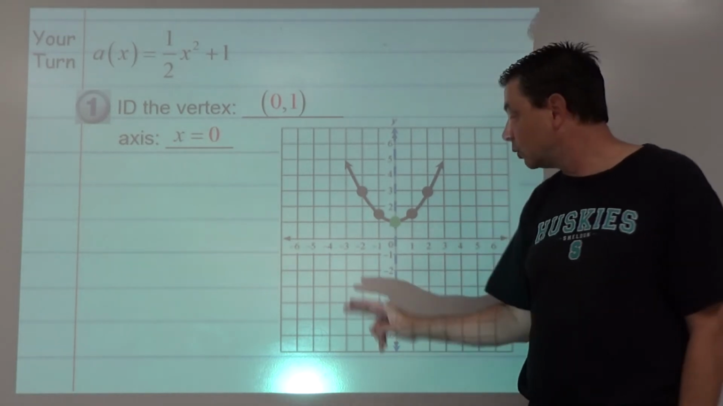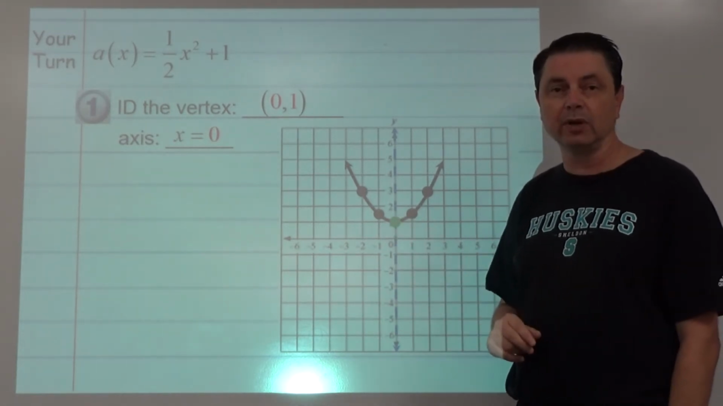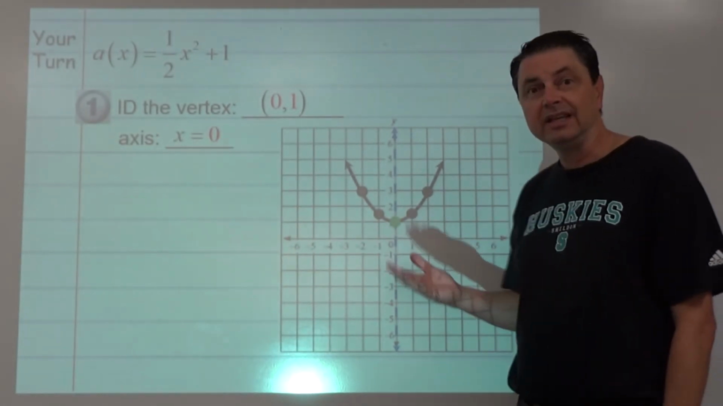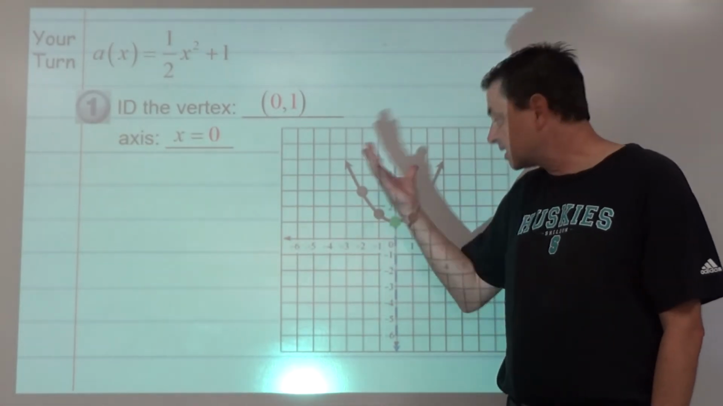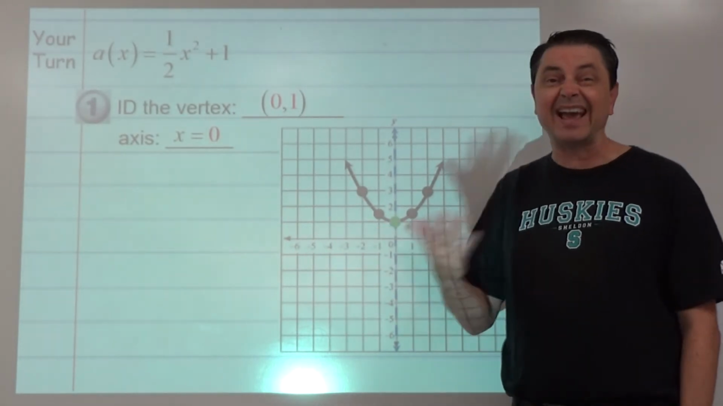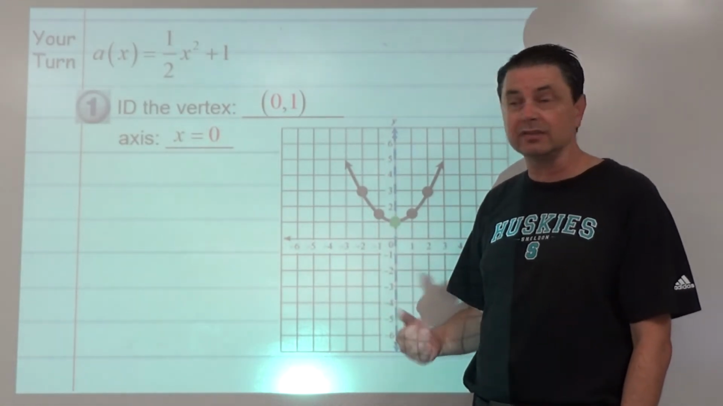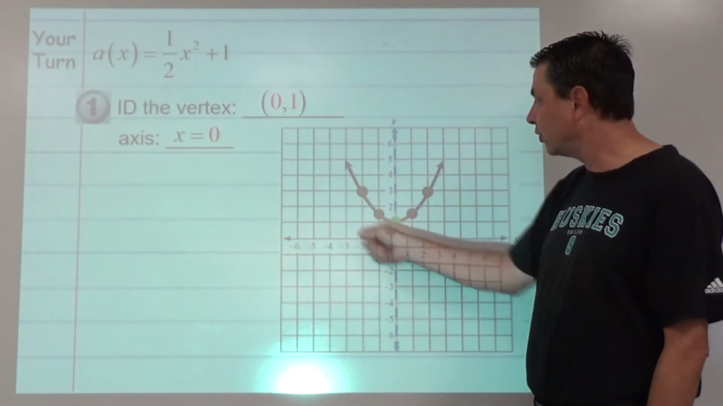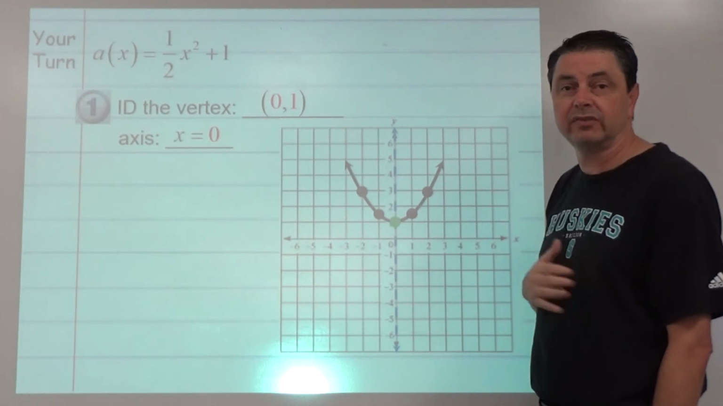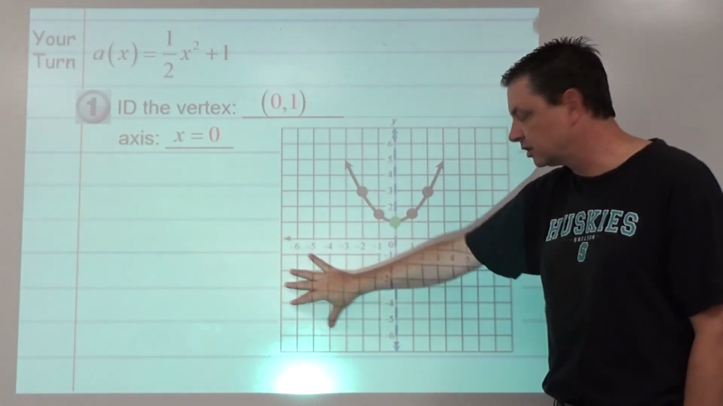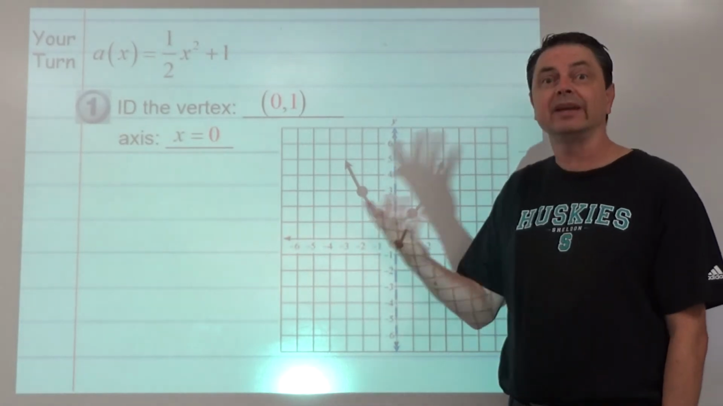So if they asked for the y-intercept, it would be 0, 1. If they asked for the x-intercept, it doesn't have any. It's completely above the x-axis. If it asked for where is the function positive, the whole thing is positive. The whole thing is above, from negative infinity to positive infinity. Where is it negative? Nowhere. There's nowhere down here. So that would be a none.